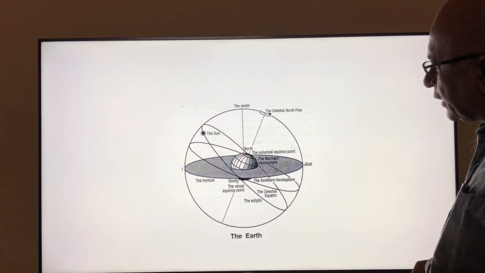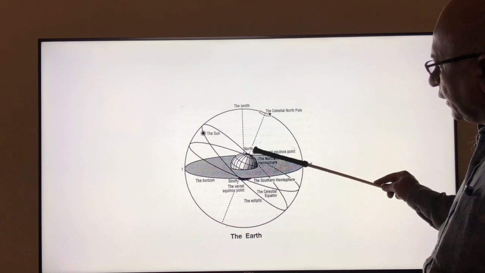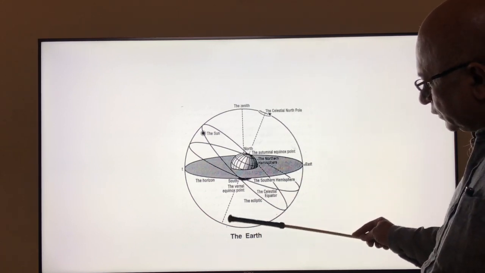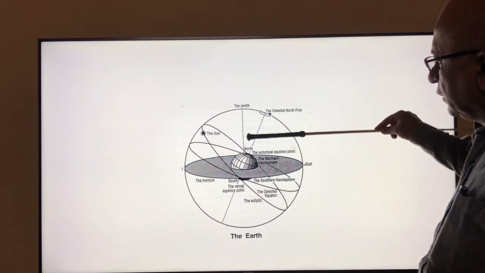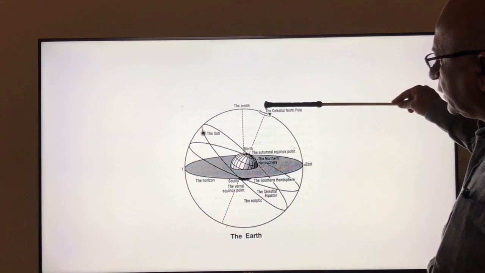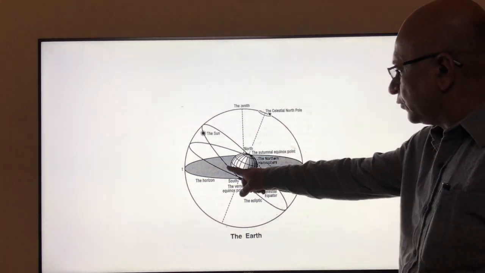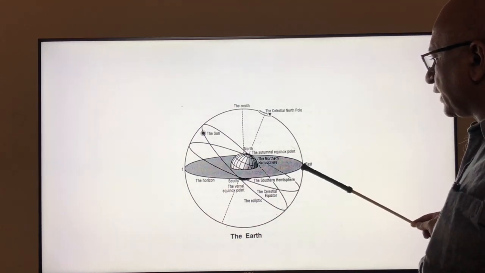See, this is another image of the earth. Suppose this is the earth. This is the axis of the earth, the celestial north pole. This is the celestial south pole. If we see it here, the earth is moving from the western side to the eastern side, and the sun rises in this direction.